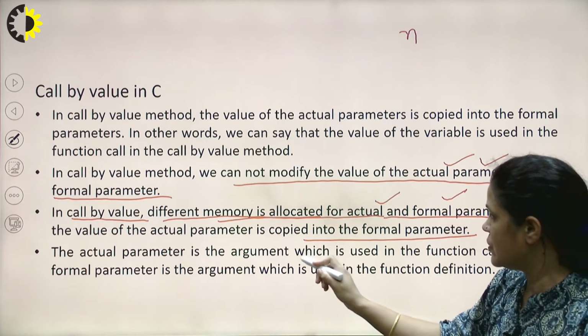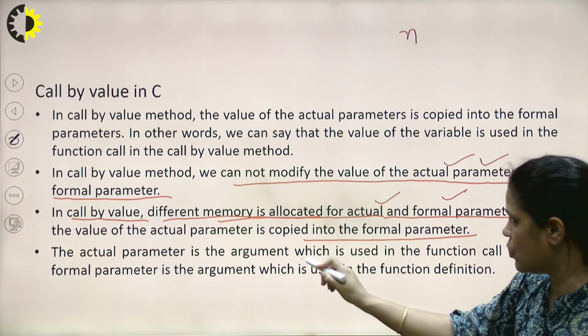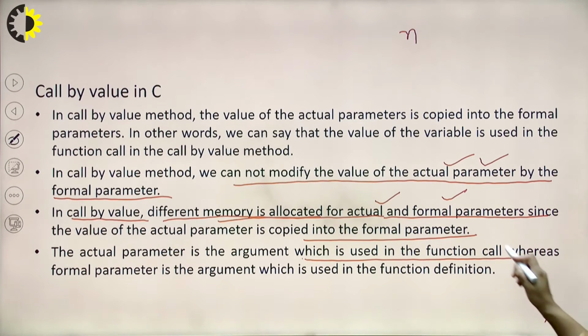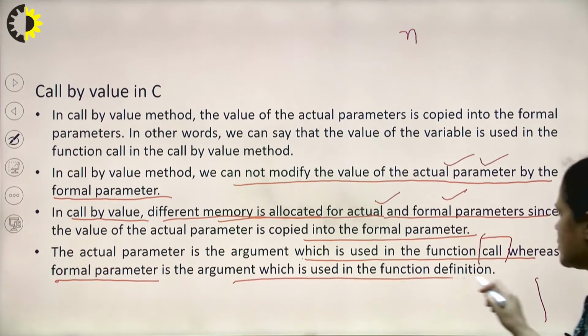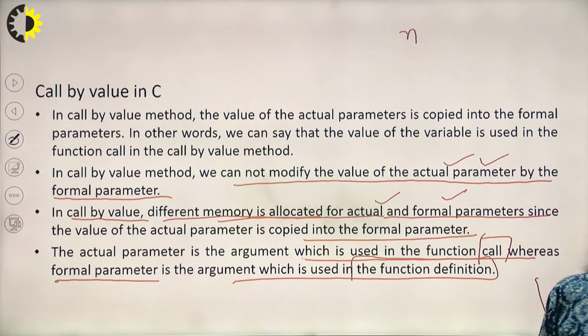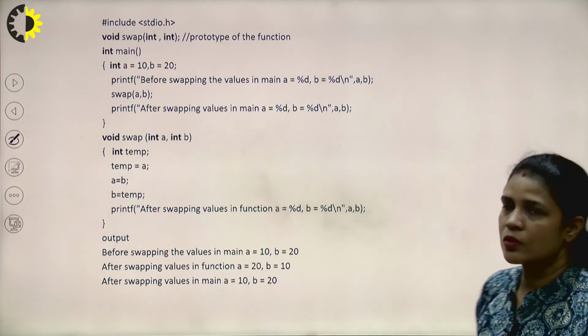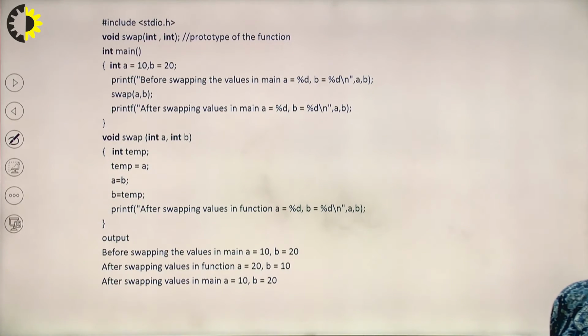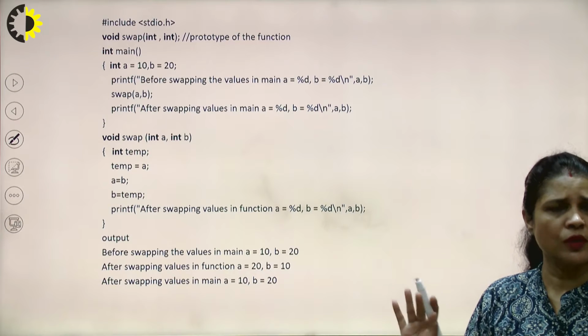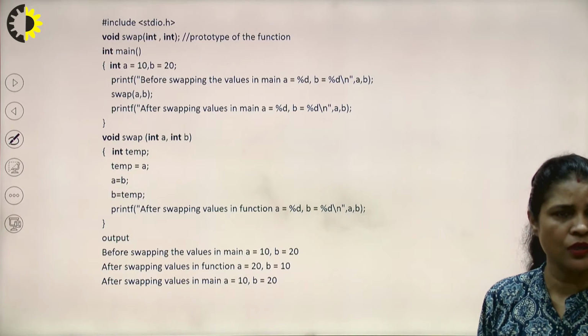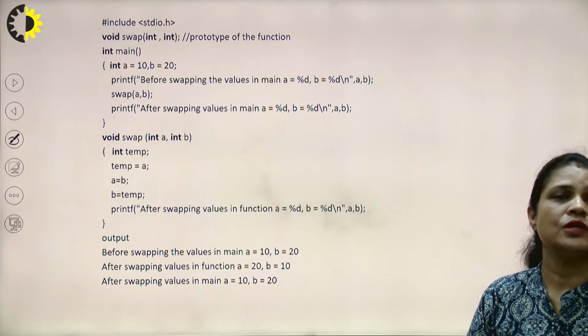The actual parameter is the argument which is used in the function call, whereas the formal parameter is the argument which is used in the function definition. We have understood this previously also, right? Okay, so this is the example for call by value. Three things are important at the time of the function: one is the function declaration, another one is the function calling, and the third one is the function definition.